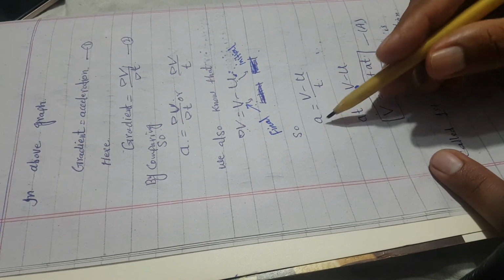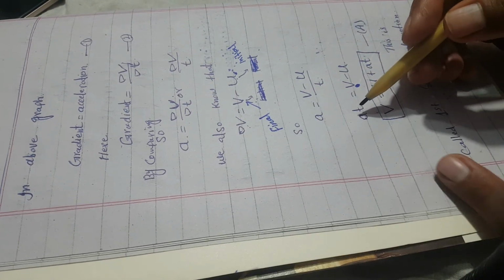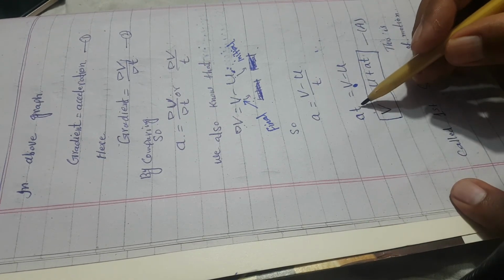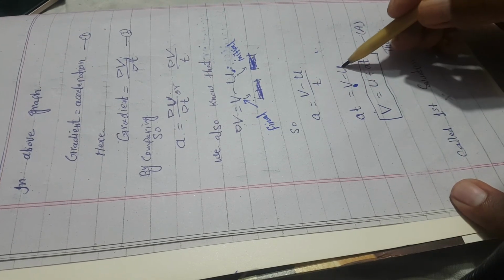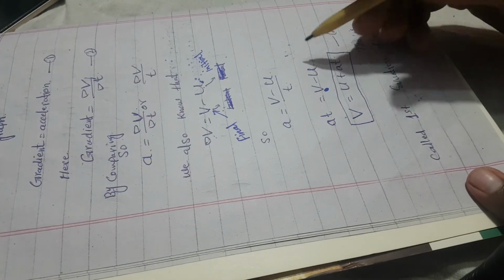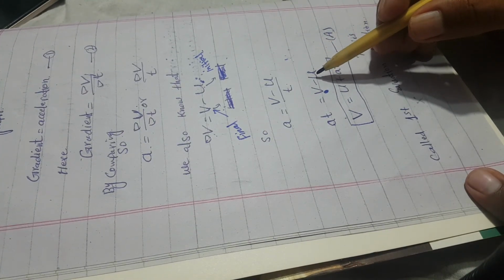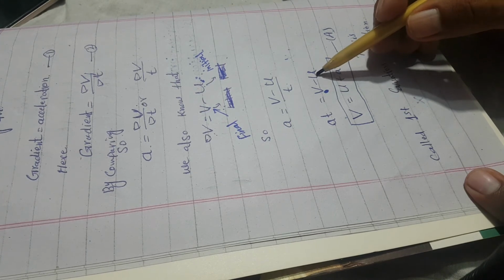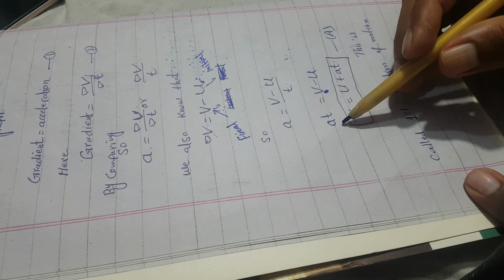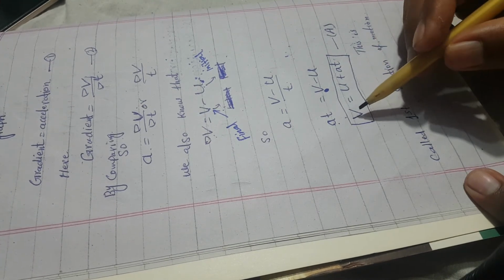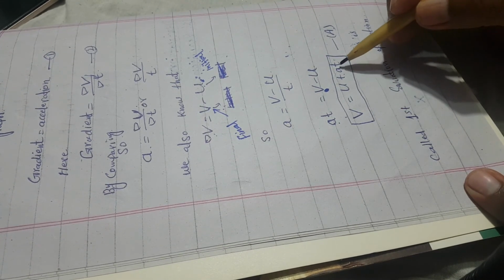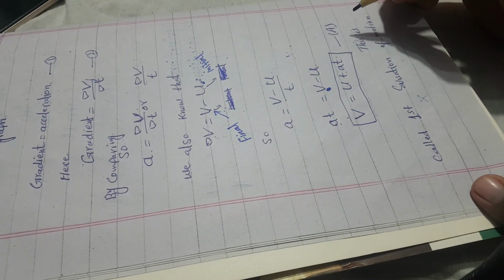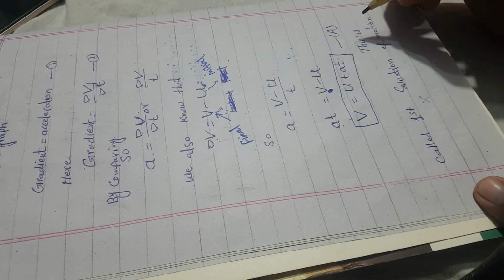We shift t to the left side of the equation and it becomes at equals v minus u. Then we shift u to the other side of the equation and it becomes v is equal to u plus at. This is called the first equation of motion.